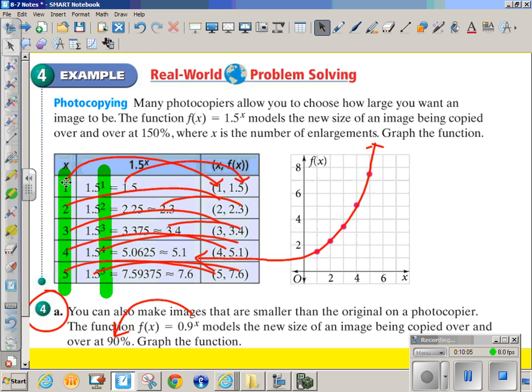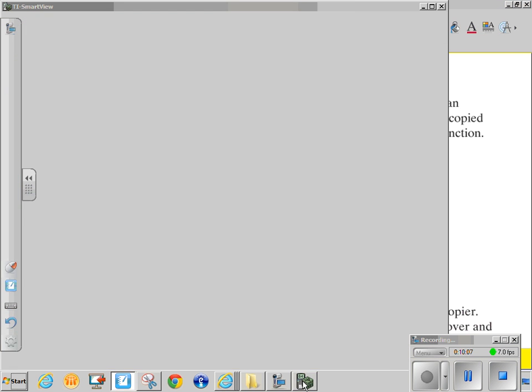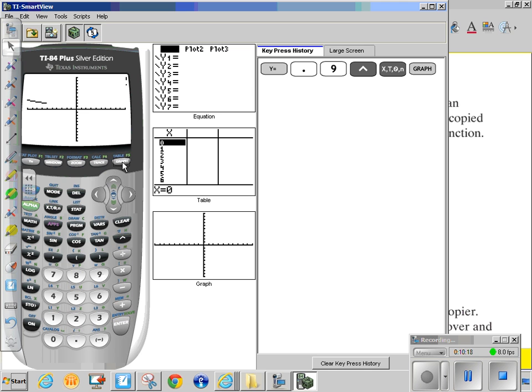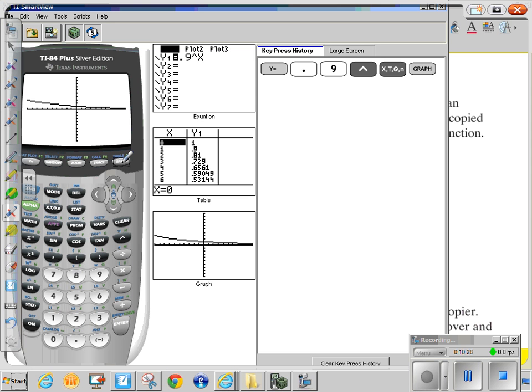This one is obviously going up. Let's look. I'm just going to put this on a graphing calculator so we can see that. And then look, it's just a gradual decrease of the size of the photo when it's 90%. Notice again the shape of your graph.